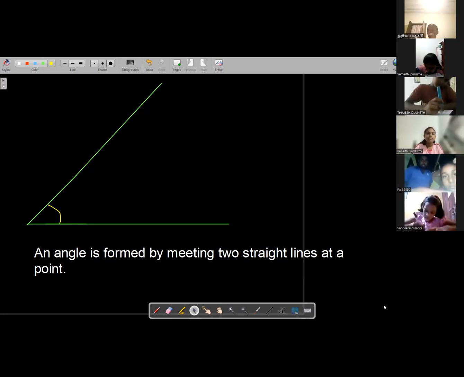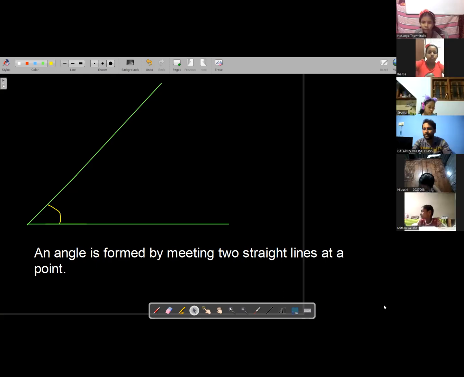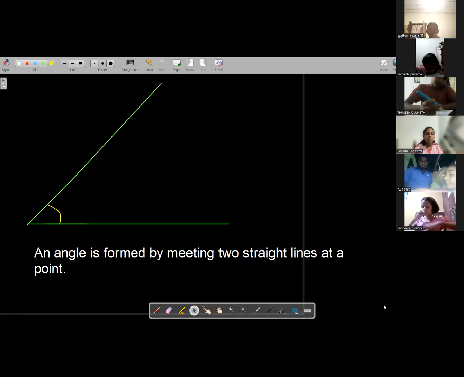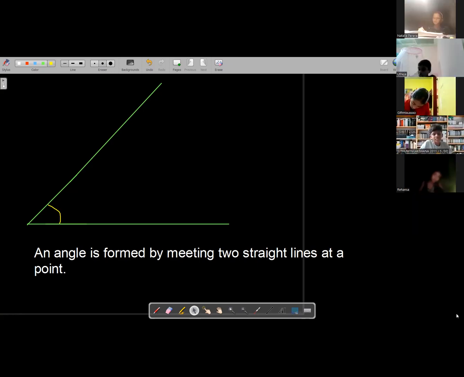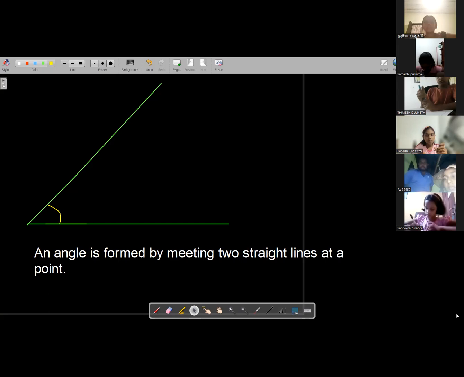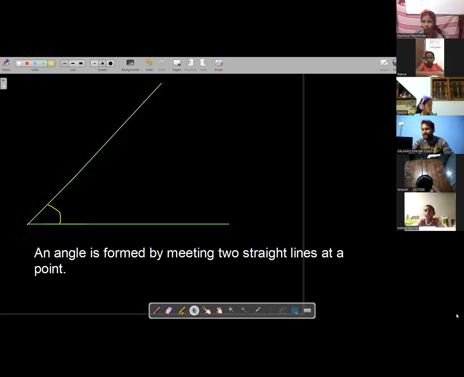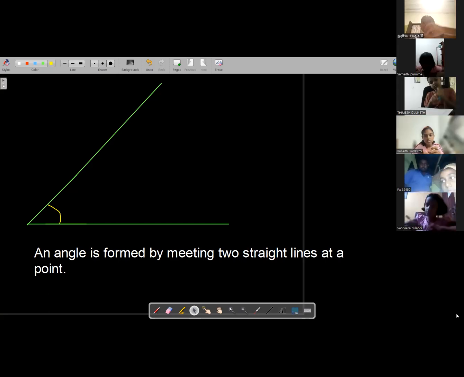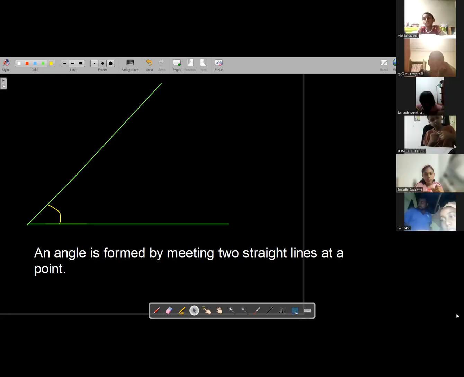Right, okay, are you clear how to form the angle? Okay, right, then we are going to discuss what are the main parts of the angle. You have to get the correct idea about what are the main parts of the angle. I think all of you have main parts, no? Main body parts, right? You have two hands, legs, head, shoulders, no?